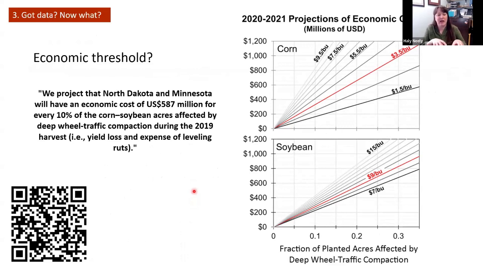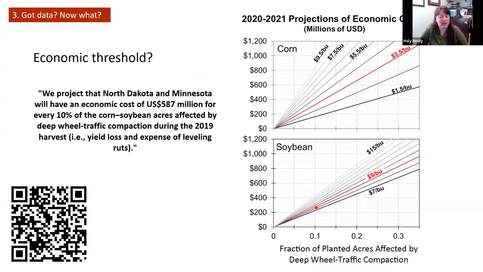So they were looking at compaction that could happen during the 2019 harvest, and they estimated that there would be an economic cost of $587 million for every 10% of acres affected by deep wheel traffic compaction. And they got that figure by using the 3-year average for the prices for corn and soybeans, which is the red line here, and then taking the acres affected, the 10%, and then adding those two values together. And they estimated this was due to yield loss and the expense of leveling the ruts.